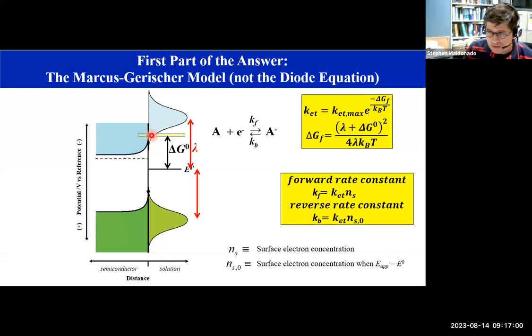What you do need to understand is that the overall forward and back rate constants for electron transfer for this system are a product of this intrinsic Marcus type rate constant multiplied by the availability of charge carriers at this surface. This N subscript S is the number of electrons at the surface. The reverse rate constant is related to this KET again, and the number of electrons at the surface when the Fermi level is exactly equal to E0. That's our reference state.